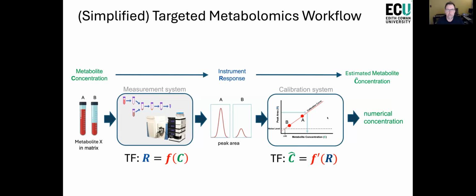So just a bit of background. I'm sure the audience that are watching this will know most of the stuff that I'm just going to briefly flash through. But if we think about a very simplified picture of a targeted metabolomics platform, where we might have a certain amount of metabolite in matrix represented here in these two samples, A and B. You pass that through your measurement system, which could be a mass spec, it could be an NMR, and then there will be a transfer function where the response of that instrument is some function of the concentration of that metabolite. In mass spec, that would be the peak area here. And then using some sort of calibration system, we then convert that peak area back into an estimate of the concentration. And then that's what we use for our science.